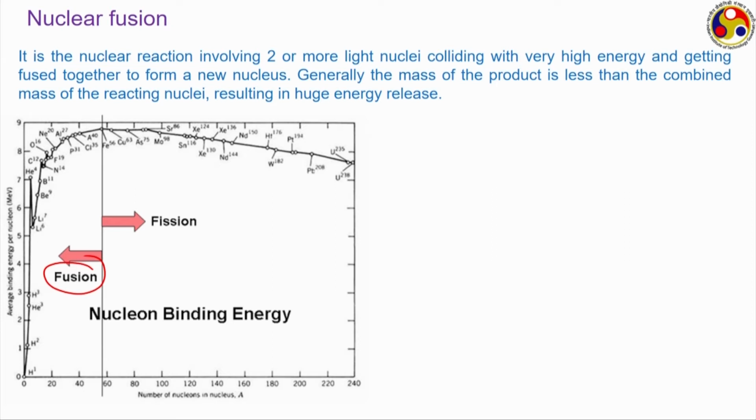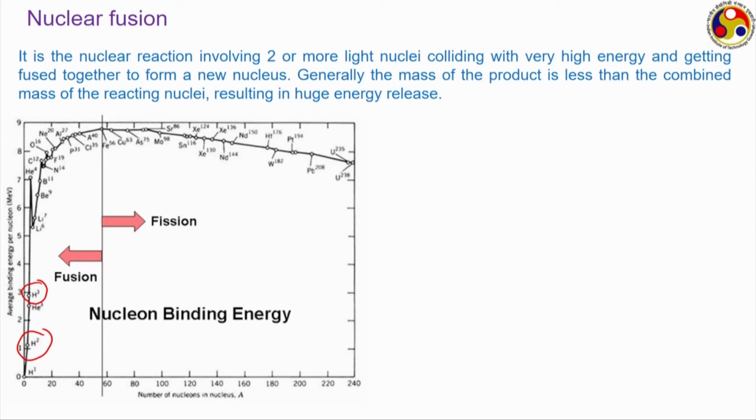Therefore, the most likely reaction that they can have is to combine with each other and produce a heavier nucleus. Like you can see, this is deuterium and this is tritium. Both of them have a very low mass number, 2 for deuterium, 3 for tritium, and from the graph you can see their binding energy per nucleon is also very low.